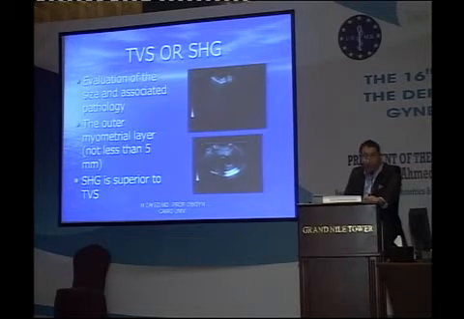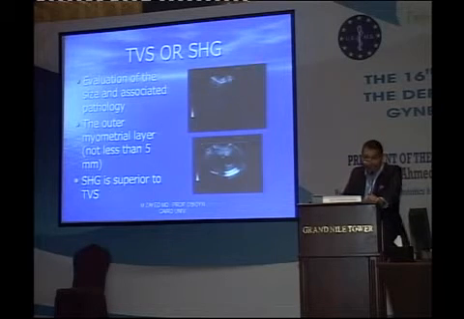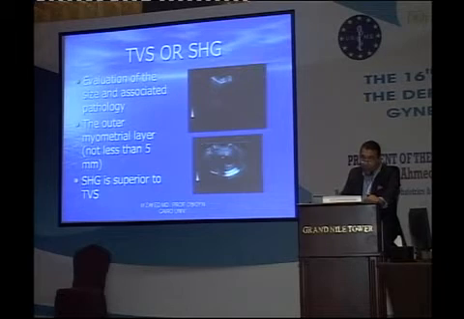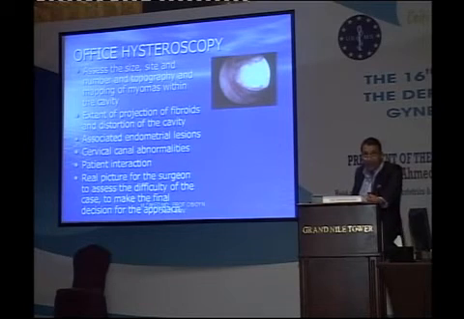Sonohysterography is very important to delineate the submucous myoma, to look at the site where it comes from, and it also gives you an idea about the class of the fibroid. It is of course superior to transvaginal sonography, however it takes a longer time. When you compare this with office hysteroscopy, of course office hysteroscopy is the essential investigation in evaluating all submucous fibroids before surgery, because you can assess the size, the site, the number, the topography, the extent of the projection of the fibroid, the associated endometrial lesions, and cervical canal abnormalities.